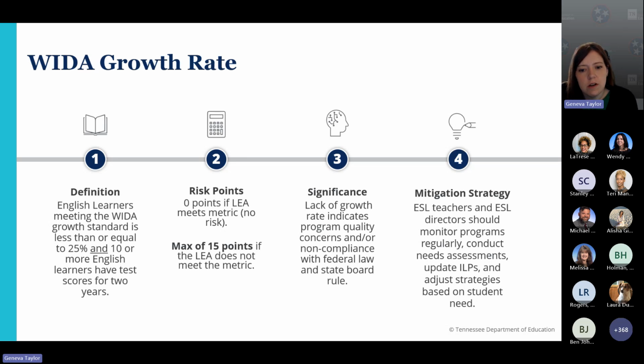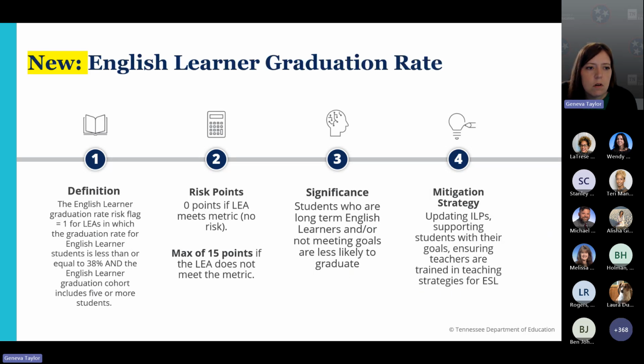So your mitigation strategy here would be to monitor your programs regularly, update your ILPs, conduct your needs assessments in a timely manner. And if a strategy is not working, let's adjust that strategy based on each individual student's need. If you need assistance with that, obviously you could reach out to Hannah Gribble or any of our other wonderful English learner folks here at the Department of Ed.